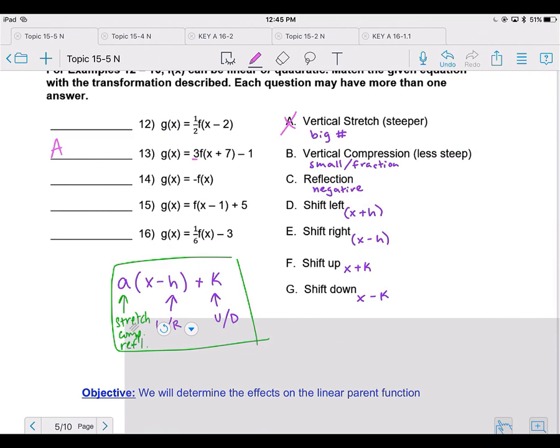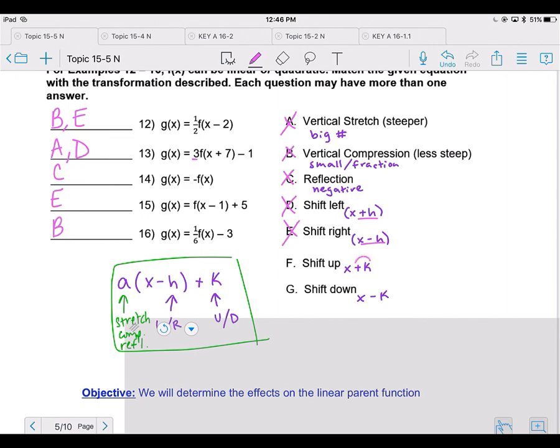To compress, we need a small fraction in front. We have a small fraction on 12 and on 16. To reflect, we need a negative in front. We have that on 14. To shift left, we need a +h inside the parentheses. We have that on 13. To shift right, we need a -h, so that would be 15 and 12.